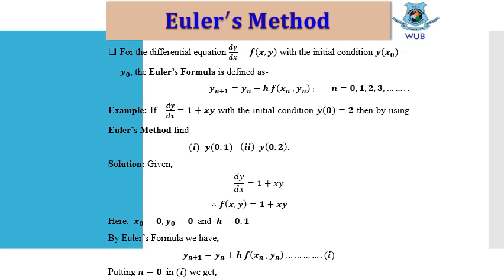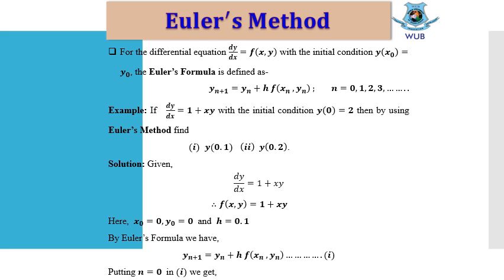Okay, there is a given example which is dy/dx equals 1 plus xy, and the initial value is y0 equals 2, and we have to find y at x equals 0.1 and x equals 0.2. By using Euler's method, we can solve this equation. At first, we consider the main equation, that is dy/dx equals 1 plus xy, and we simplify this f(x,y) in this format, because it is our requirement.